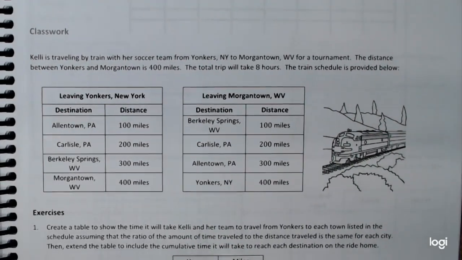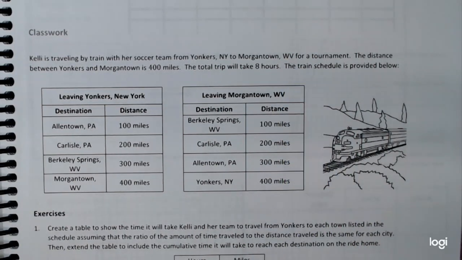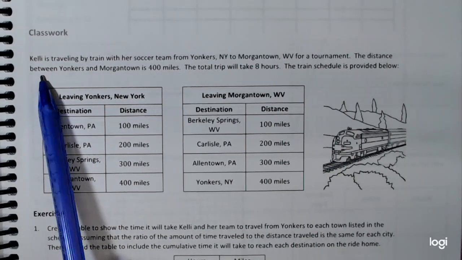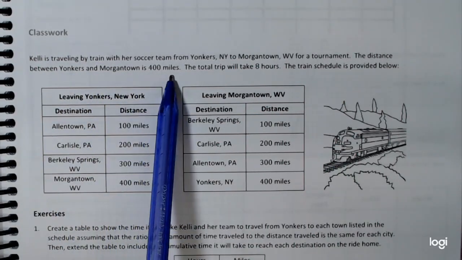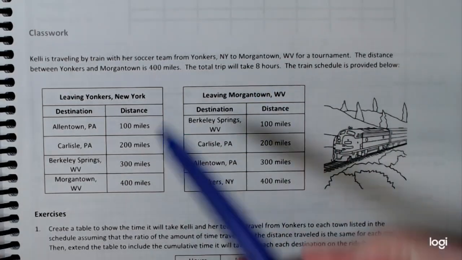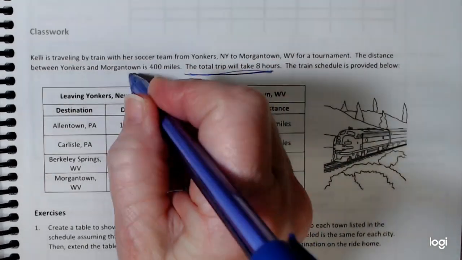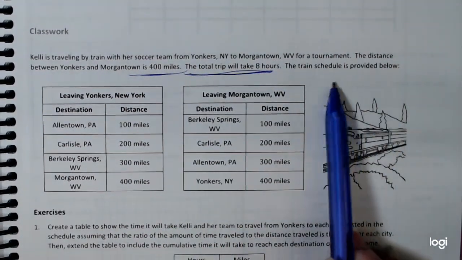It says, Kelly is traveling by train with her soccer team from Yonkers, New York to Morgantown, West Virginia for a tournament. The distance between Yonkers and Morgantown is 400 miles. The total trip will take 8 hours. That's important here. And this here. The train schedule is provided below.